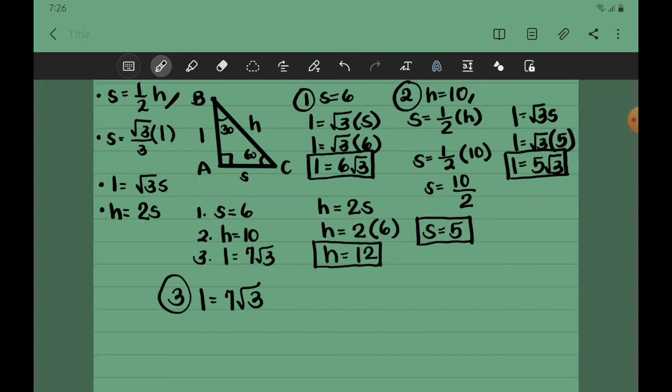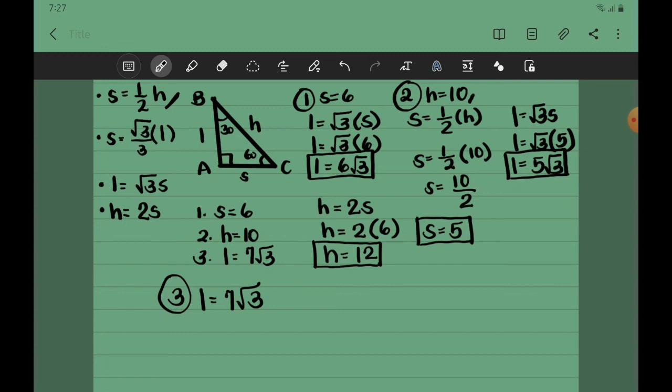So, last example, we have leg or L is equal to 7 square root of 3. So, ang hahanapin natin is yung shorter leg and yung hypotenuse. Hindi muna natin pwedeng isolve si H kasi ang formula ng H is 2S. Since wala pa tayong value ng S, unahin muna natin isolve yung shorter leg.